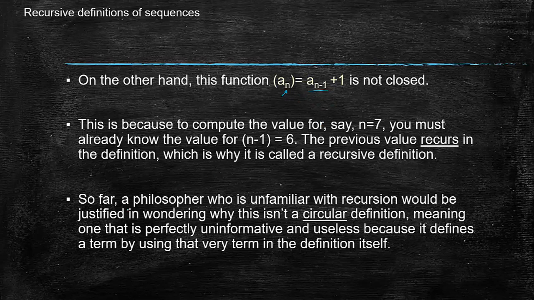So far, a philosopher who is unfamiliar with recursion would be justified in wondering why this isn't a circular definition, meaning one that is perfectly uninformative and useless because it defines a term by using that very term in the definition itself. Philosophers are typically counseled that this is typically a fallacious thing to do.